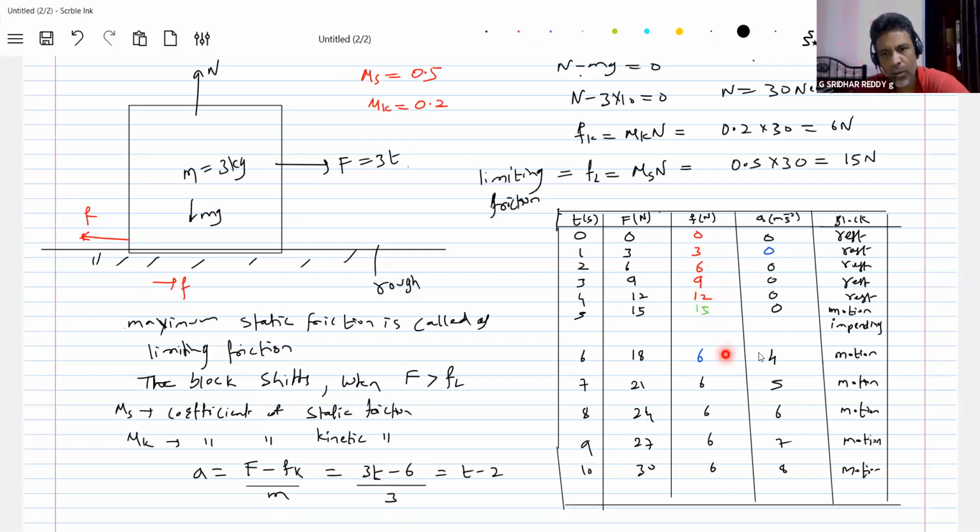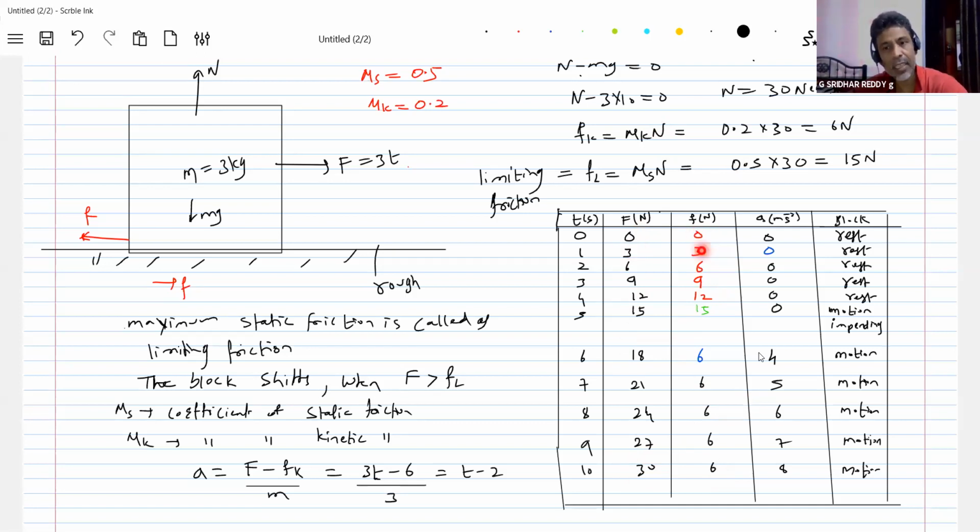Then again, look at this friction. Though applied force increases, look at the friction force. It's constant, no? So what is this friction? Kinetic friction. So shall I say kinetic friction is independent of applied force? Agreed? The kinetic friction is independent of applied force. Static friction depends on applied force. Answer, kinetic friction then depends on what? Depends on normal reaction.